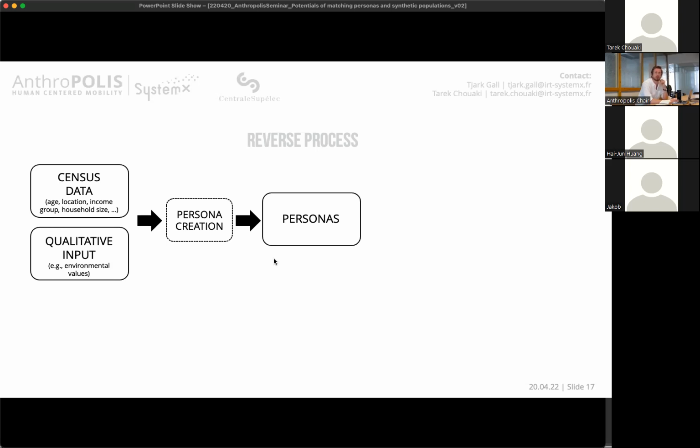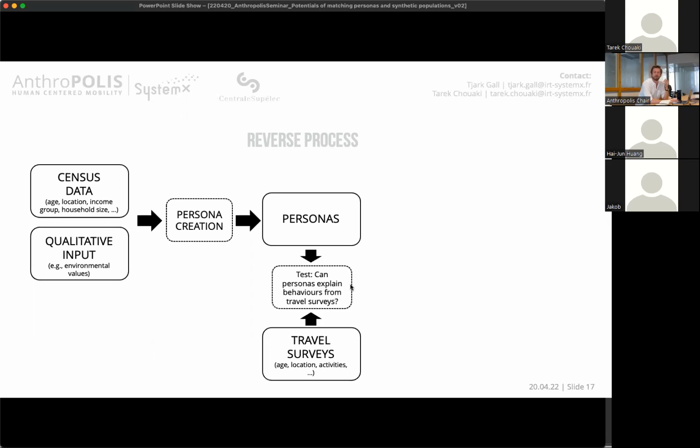There are a lot of different methodologies already which exist, at least a lot on the qualitative part and some also on the quantitative part, as Flore presented earlier. So we can develop personas from that. And then that is where it becomes even more interesting, at least in my opinion, where we can check if the personas make sense.